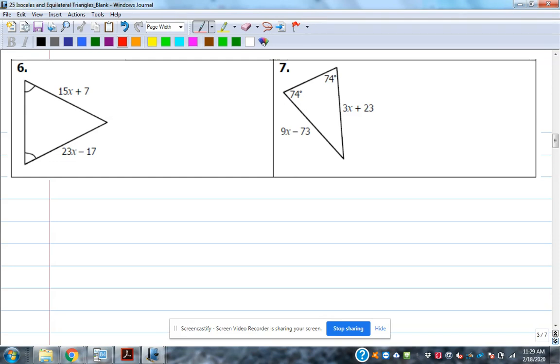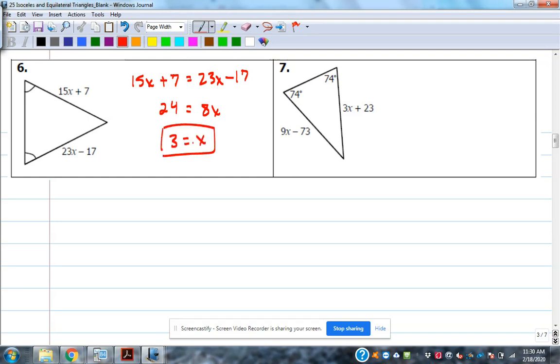These two angles are the same, and through the converse of the isosceles triangle theorem, the sides have to be the same too. So we can set those equal to each other and solve. That'd be 8x is equal to 24, and 3 is equal to x.